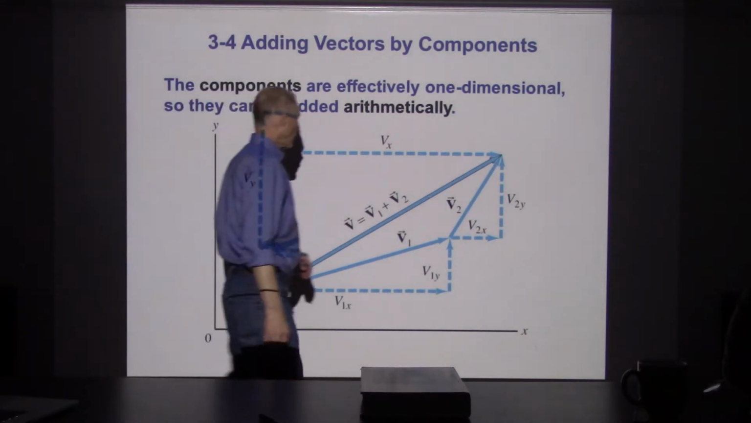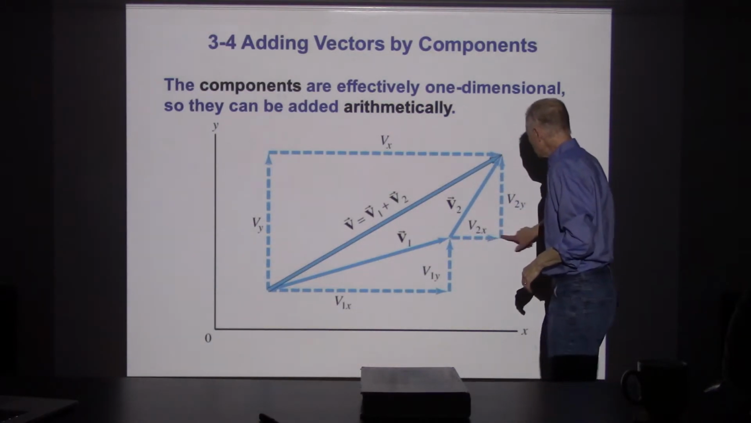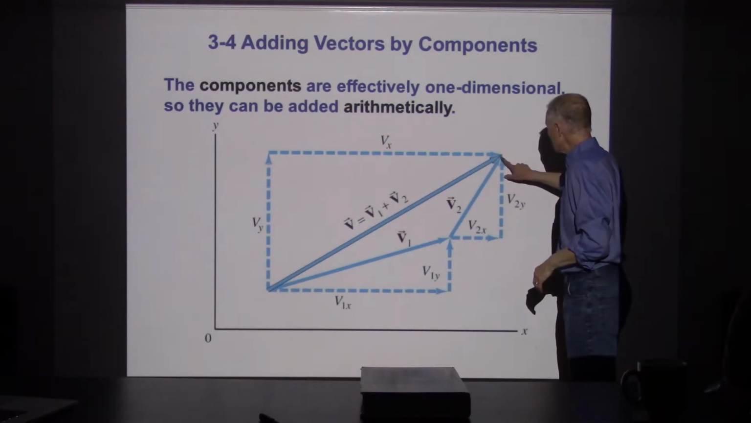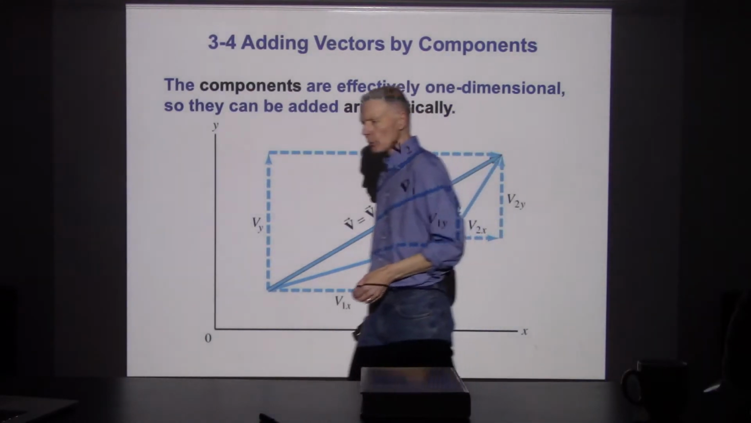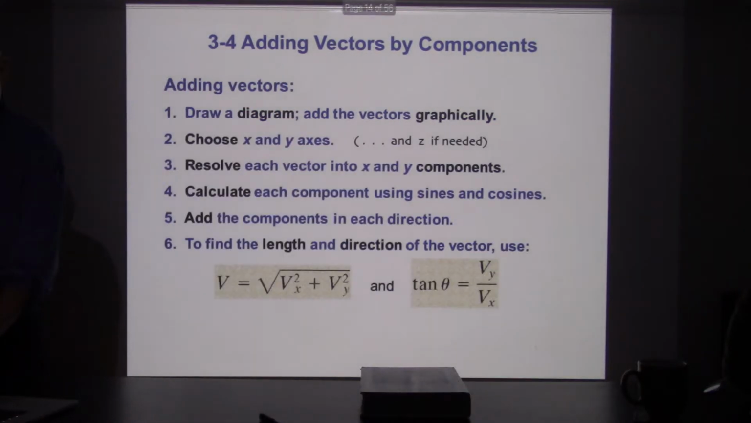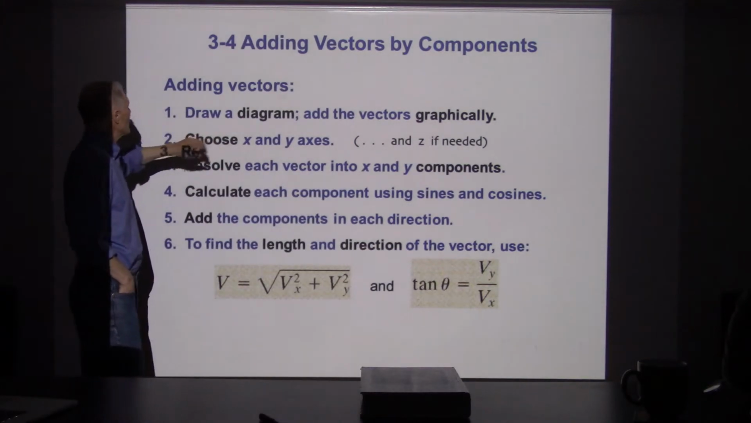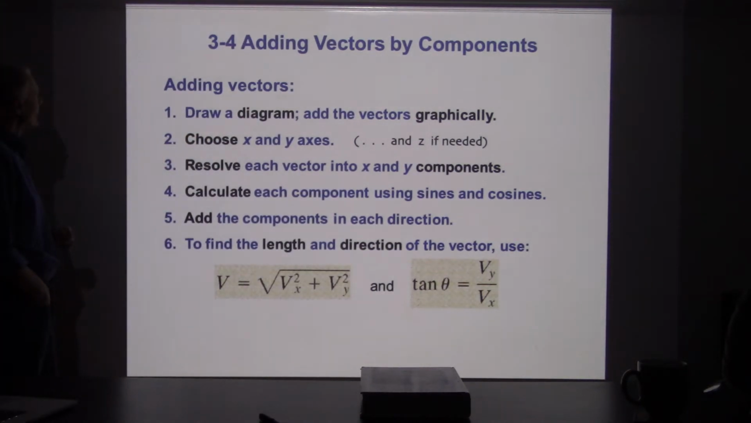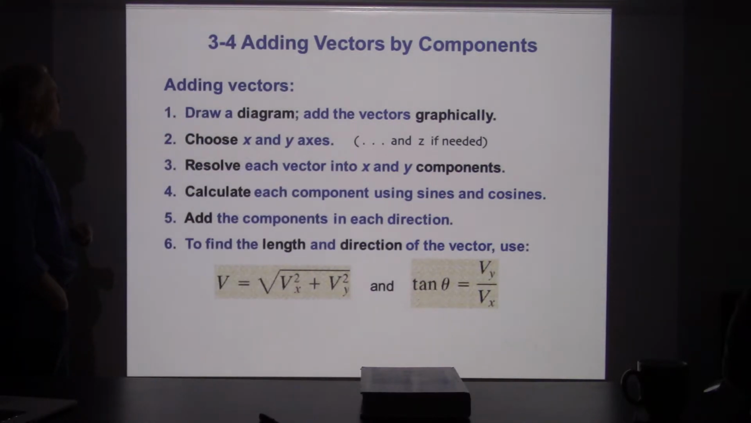I can do the same thing in the y direction. Vector 1 took me from here to here in the y direction, and vector 2 took me from here to here. I can add v1y and v2y. I can add those two y components together. Those are going to give me the total Vy. So that's the way this typically is going to work, and we will see a lot of examples. We're not going to be adding vectors graphically very often. That is always an option that's out there.